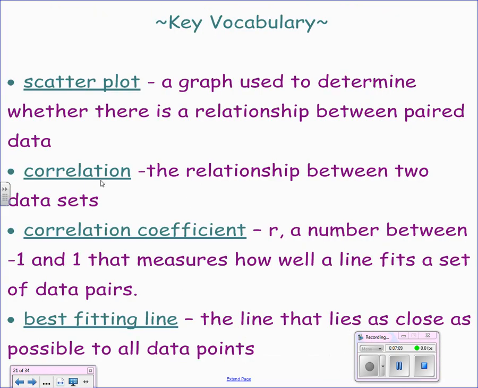Now we're about to get into the actual linear regression piece. When we're dealing with linear regression, we're going to have graphs called scatter plots. It's used to determine whether a relationship is shown between paired data. The relationship for the data is what we call correlation. Correlation has a number between -1 and 1. And we're also going to be finding lines of best fit, or the best fitting line. And it's going to be the line closest to all possible data points.